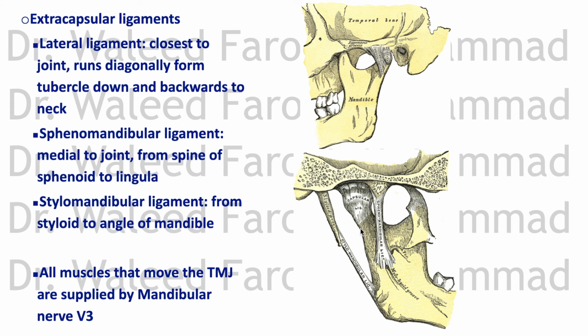All muscles that move the temporomandibular joint are supplied by the mandibular nerve. So today we started with the temporal fossa and we studied its contents, and we studied a couple of mastication muscles, the temporalis and masseter. Next time we will go deeper and start with the infratemporal fossa, and we will complete the muscles of mastication by studying the medial and lateral pterygoid muscles.